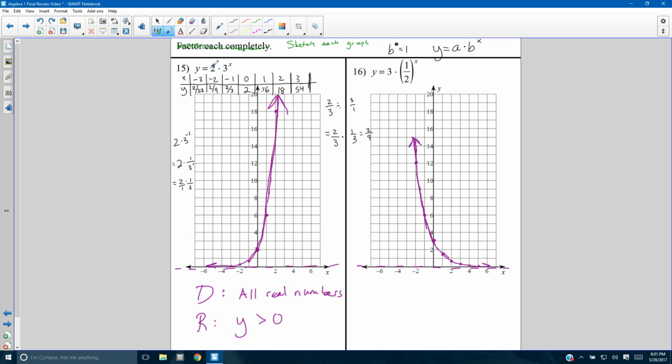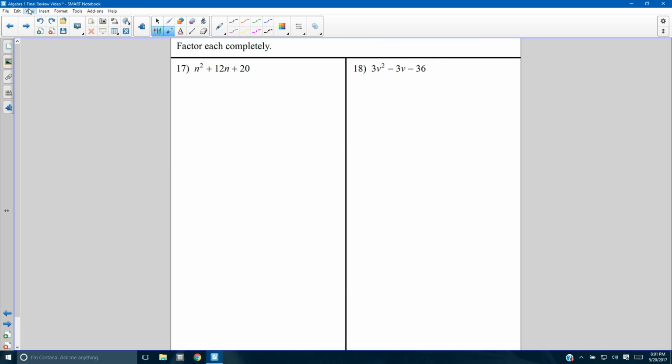Y-intercept, right? So those are good keys. Domain here is also all real numbers. Range is also y is greater than 0. Nicely done. Let's zoom back in.